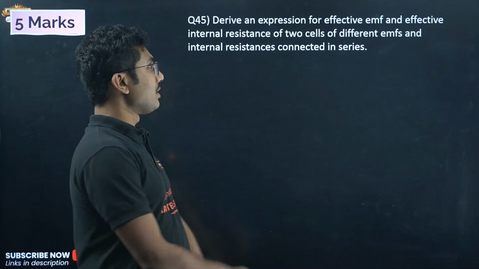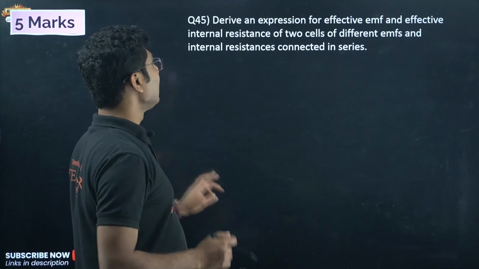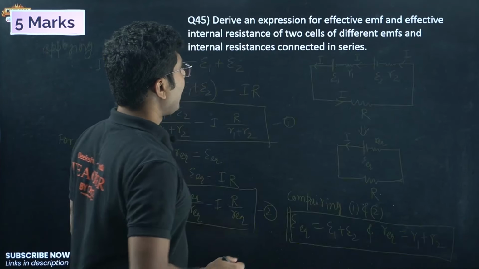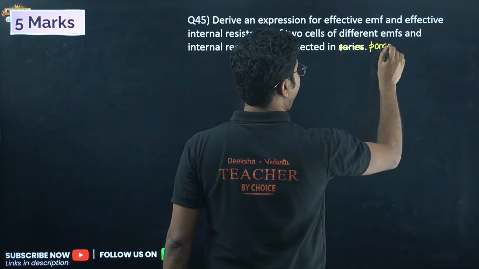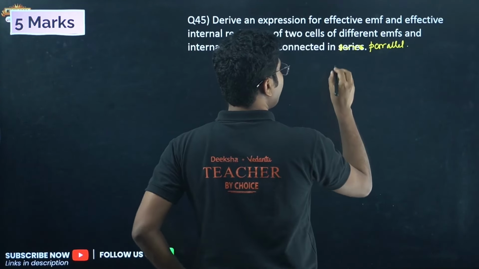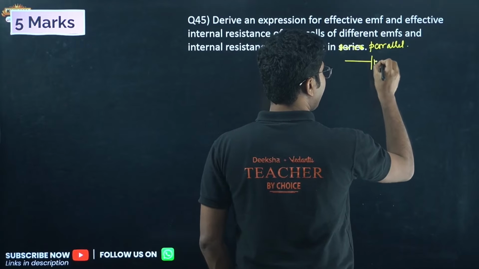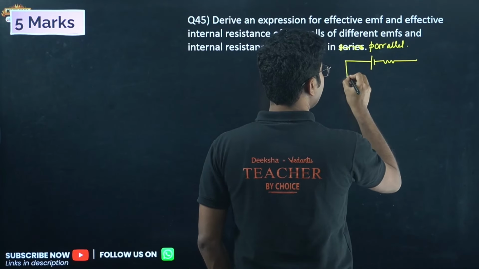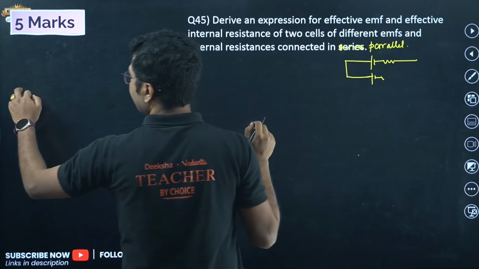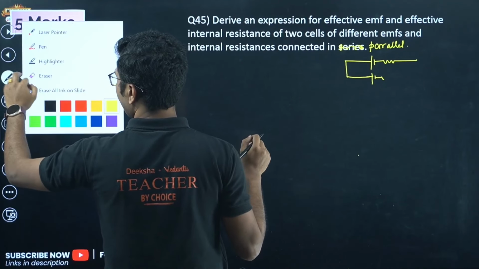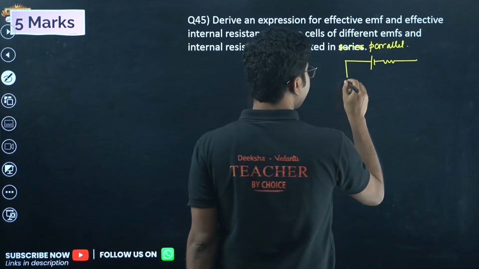Derive the expression for effective EMF and effective internal resistance for two cells of different EMFs and internal resistances connected in parallel. This is not series, this will be parallel. Now we will do the same thing, but here the EMFs are connected in parallel. So this is slightly trickier than the previous case. So don't ignore it, both derivations are important.